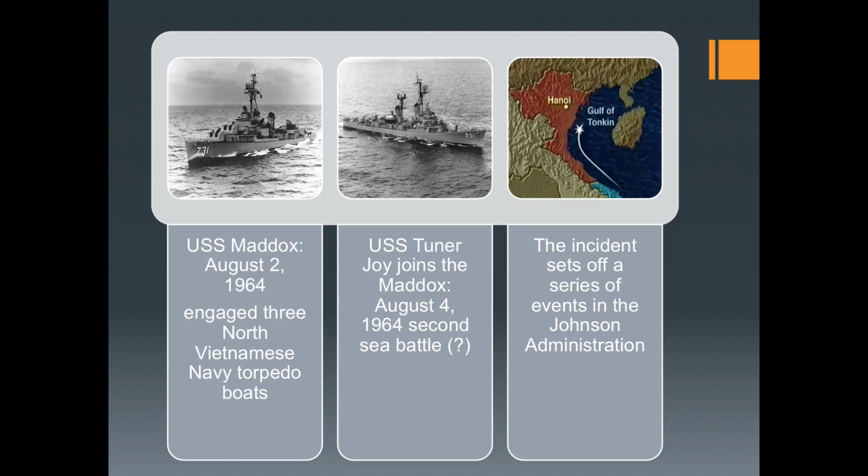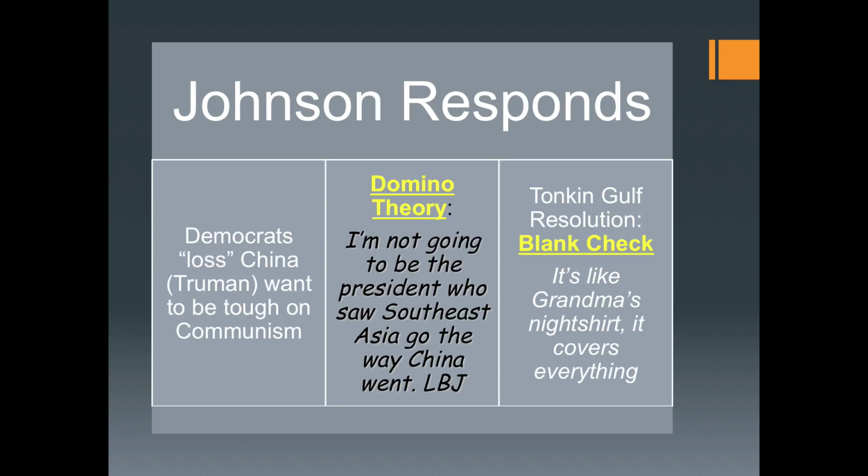But it's based on that second attack that Johnson now goes before Congress, and he asks for basically war-making powers to protect American interests against the aggression of the communists of North Vietnam. We call this the Tonkin Gulf Resolution. It gives him full powers. Here we go, Tonkin Gulf Resolution.